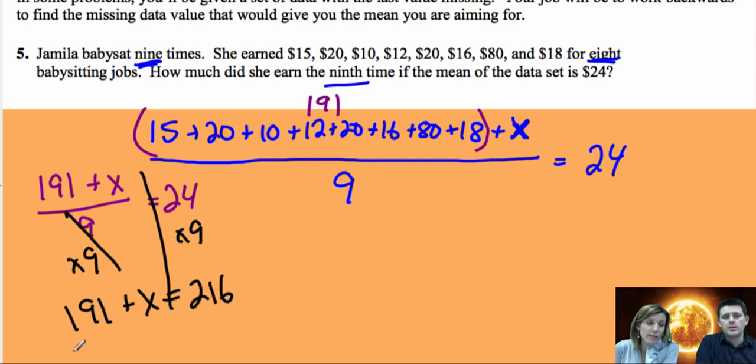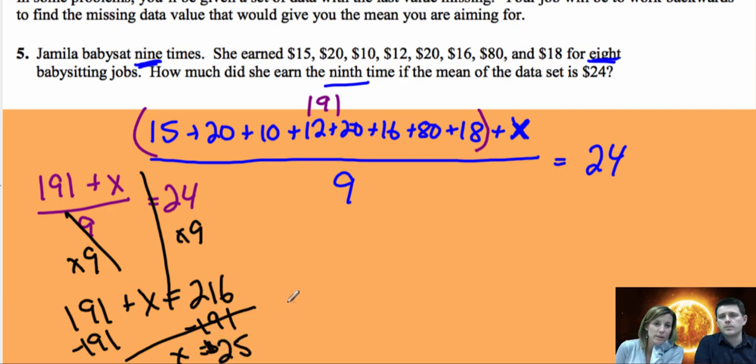So how do we undo addition? By subtraction. So 216 minus 191 gives us x is equal to 25. And we need to make sure that that makes sense. 191 plus 25 is 216 divided by 9. We do get 24, so we've checked our work.